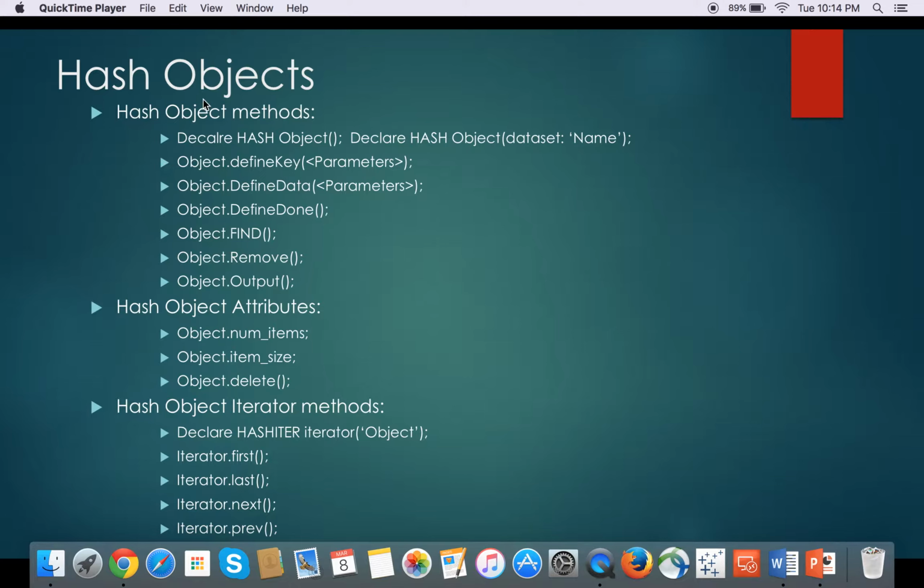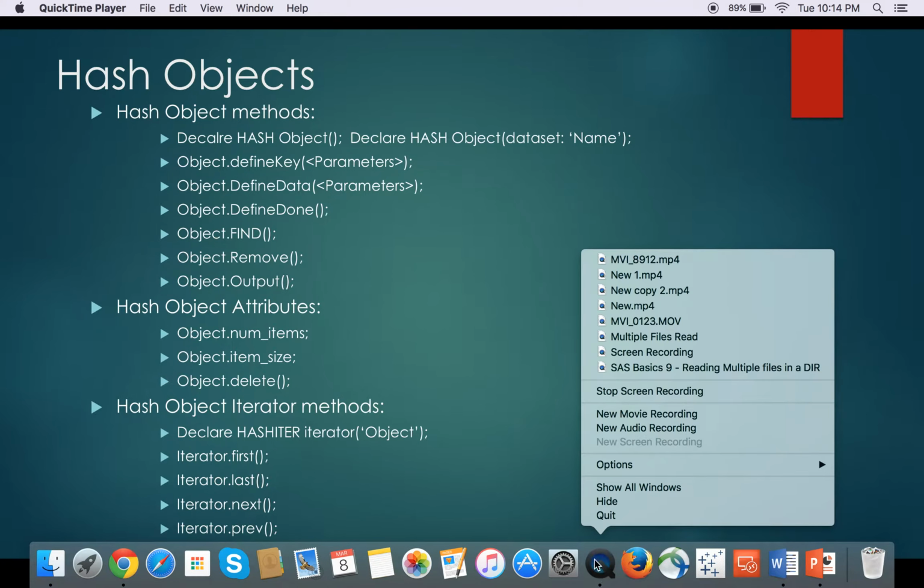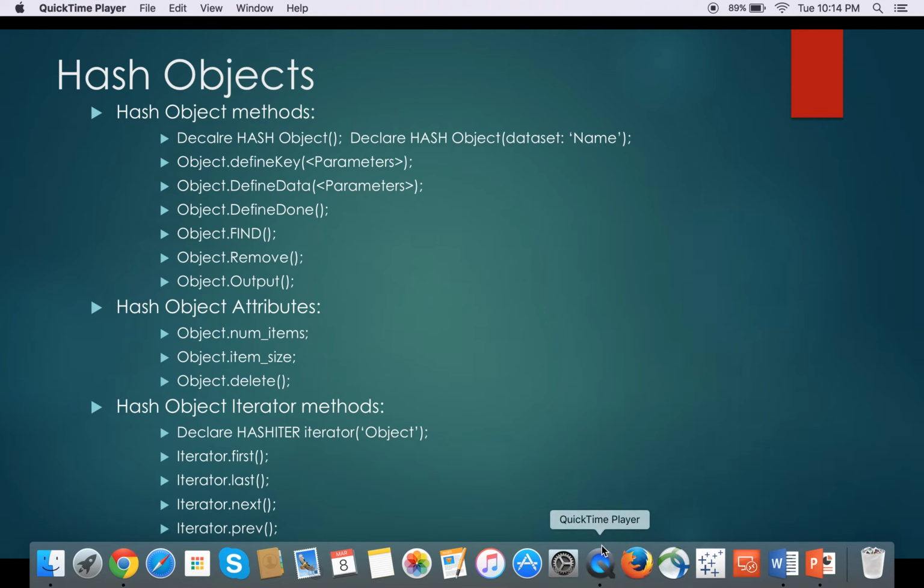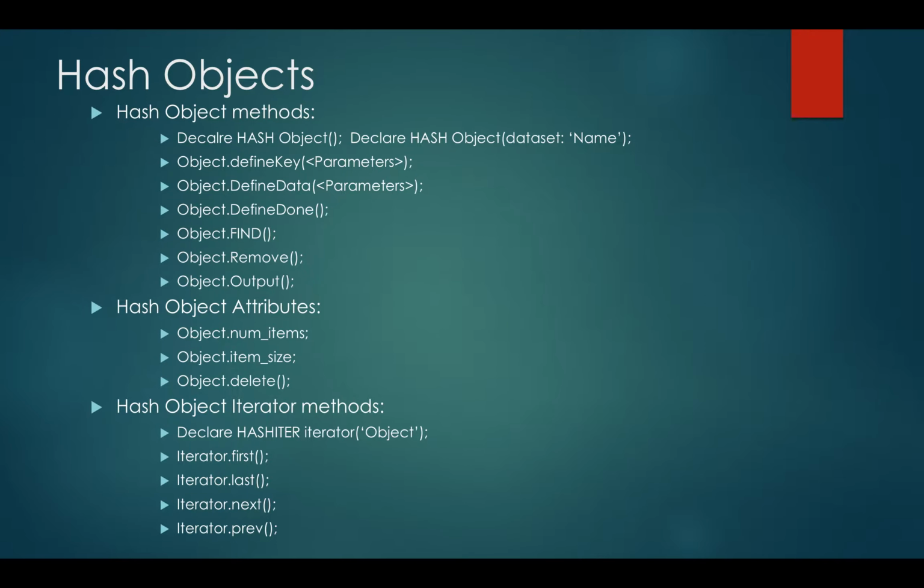Today we are going to cover hash objects as part of the new session. What are hash objects? Hash objects are part of SAS. They have been introduced around, I think, the 9.2 version. They provide a quick turnaround for memory management. They improve the performance whenever we are doing some lookup or joining the two tables.